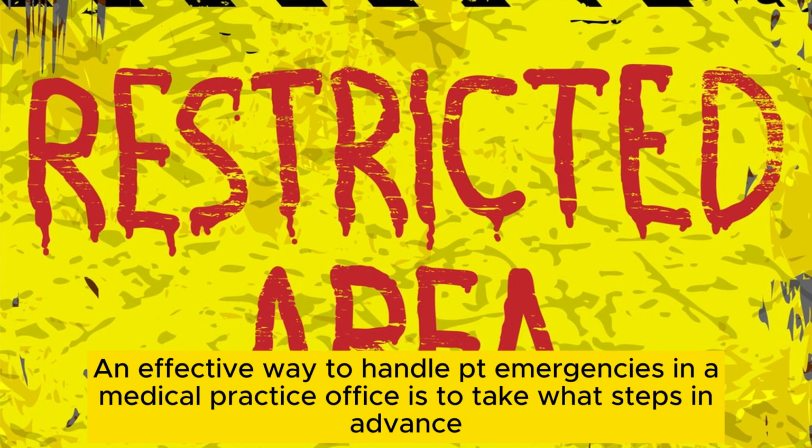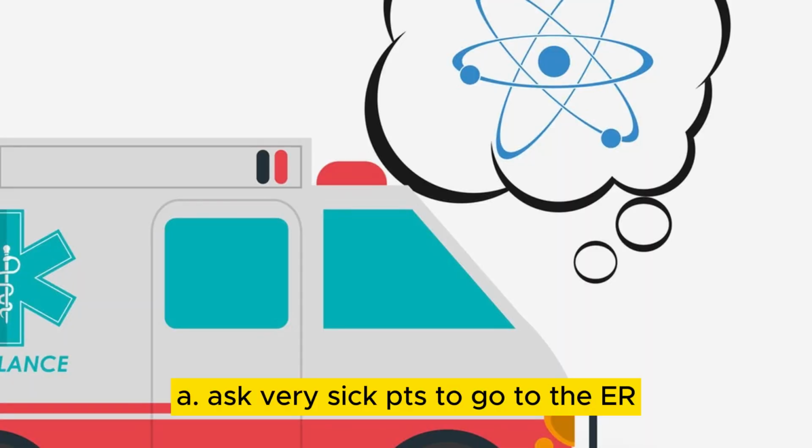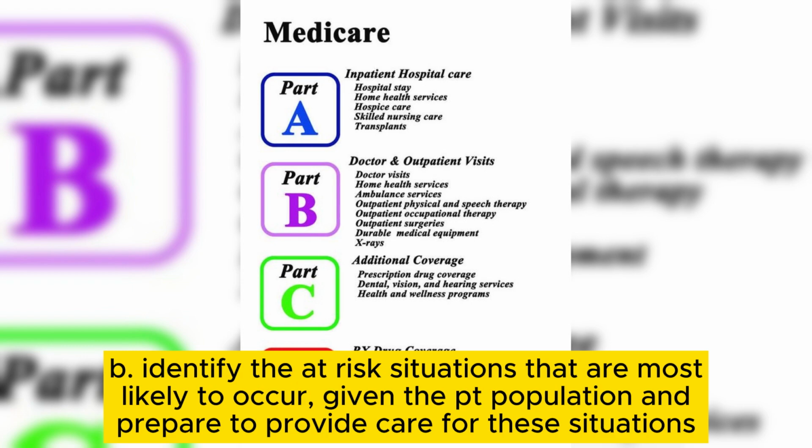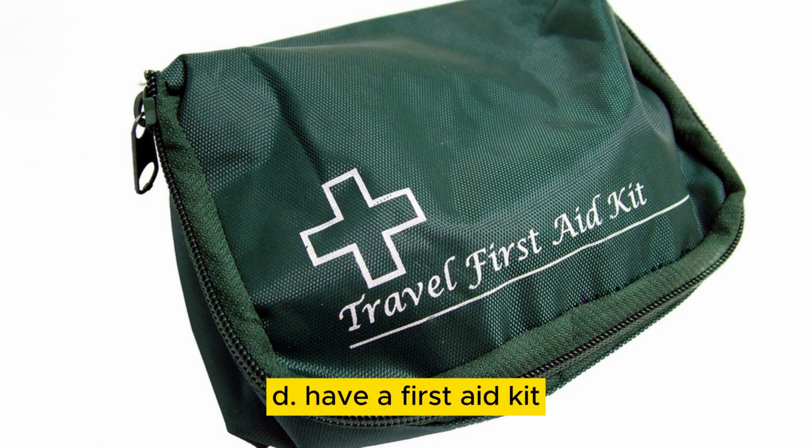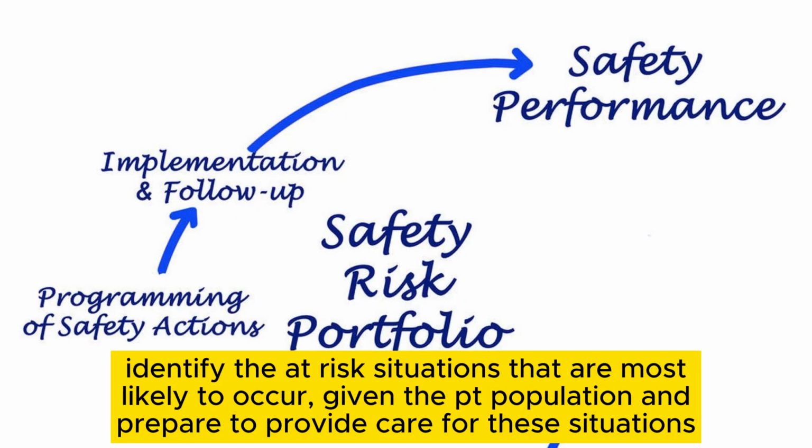An effective way to handle PT emergencies in a medical practice office is to take what steps in advance? A. Ask very sick PTs to go to the ER. B. Identify the at-risk situations that are most likely to occur, given the PT population, and prepare to provide care for these situations. C. Make sure that a doctor is constantly available. D. Have a first aid kit.